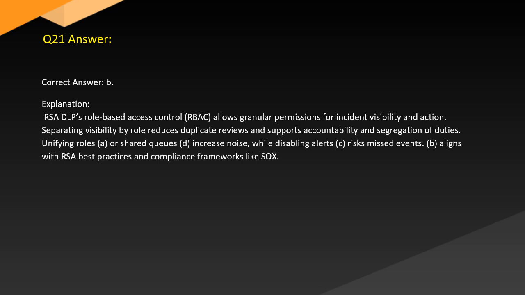Answer. Correct answer: B. Explanation: DLP's role-based access control, RBAC, allows granular permissions for incident visibility and action. Separating visibility by role reduces duplicate reviews and supports accountability and segregation of duties. Unifying roles, A, or shared queues, D, increase noise, while disabling alerts, C, risks missed events. B aligns with RSA best practices and compliance frameworks like SOX.